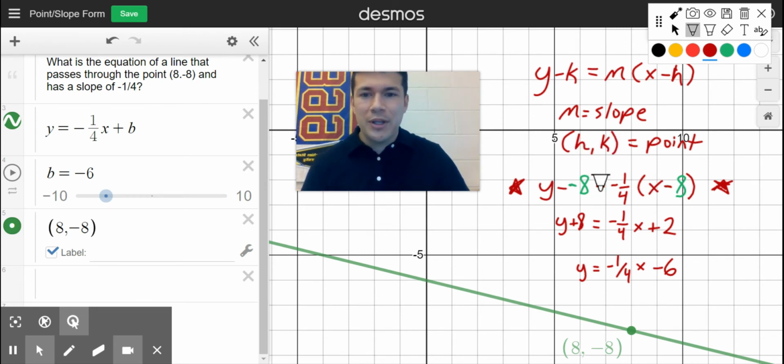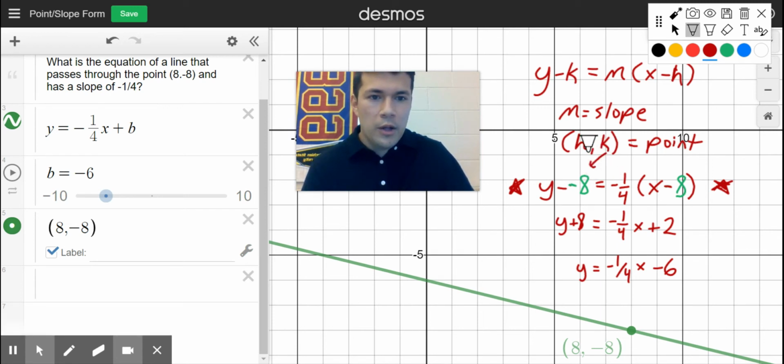So I'm going to use the point (8, -8). My k is representative of the y value, while h is representative of the x value. That's why k goes with y and h goes with x. So I'm simply going to substitute my y value of -8, and my x value of 8, and I'm going to clean it up. So I have y minus -8 equals -1/4 times x minus 8.